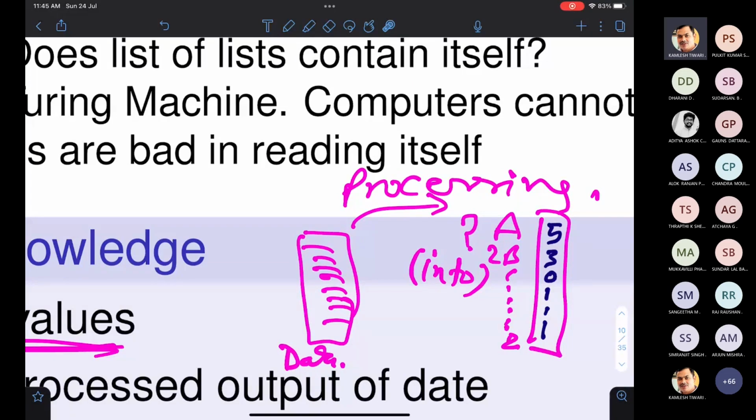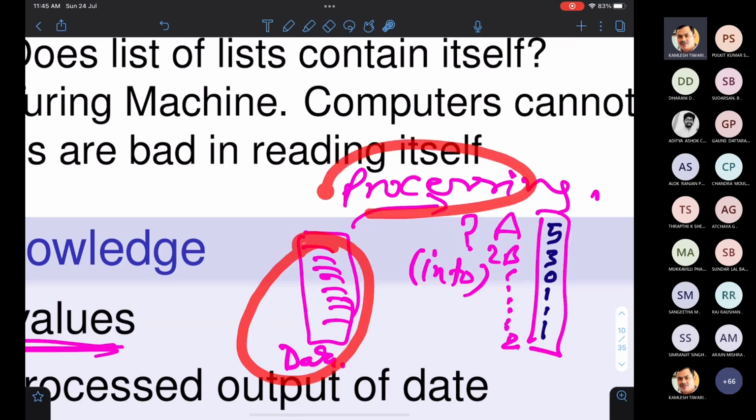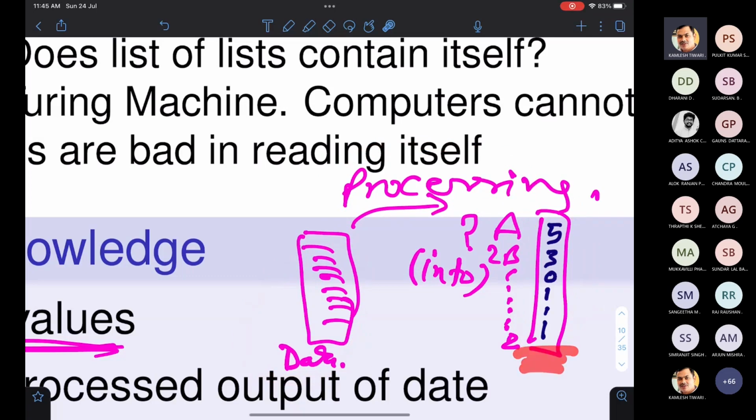Narsingha is telling that data is for a specific requirement. We would come to this once again, very soon. Please focus on what I'm telling. On the data, we have applied the processing. We got some output, and this output is information because we wanted this.